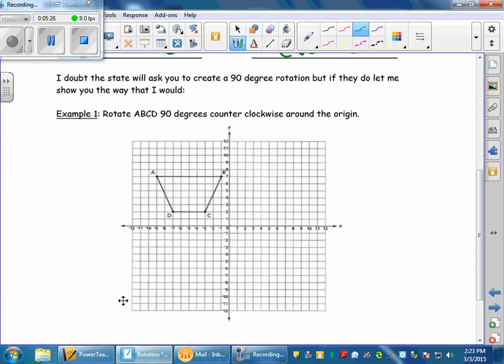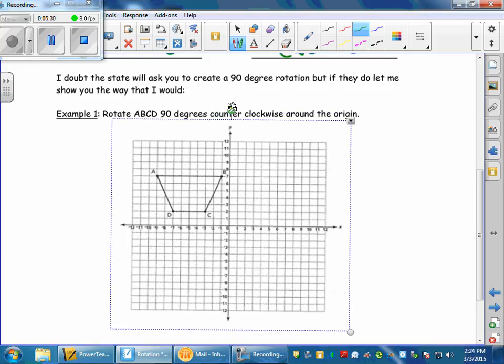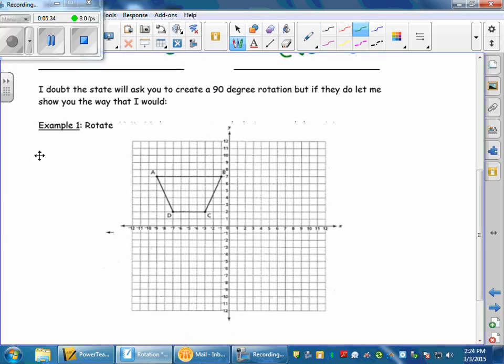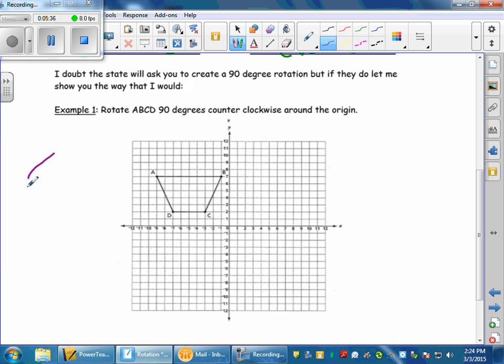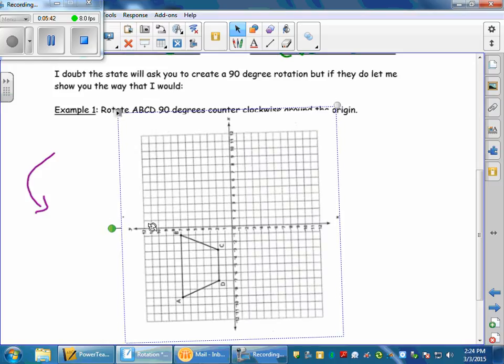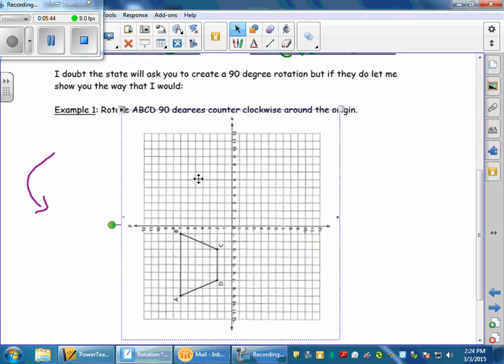So 90 degrees counterclockwise. I couldn't rotate my whole entire paper, but I can rotate this graph. So counterclockwise is going to be going back this way. So I'm going to rotate this counterclockwise. Make sure all of you do the same thing that I'm doing. Does everyone see how that works? So that is what it should look like.